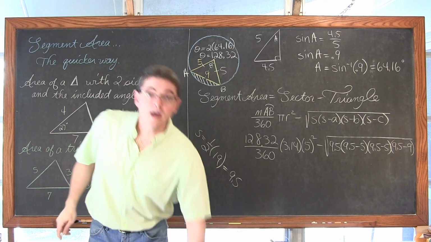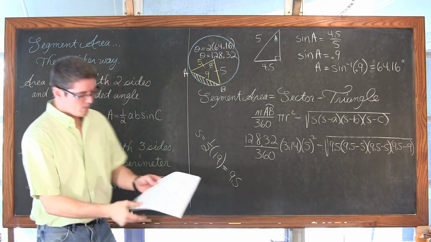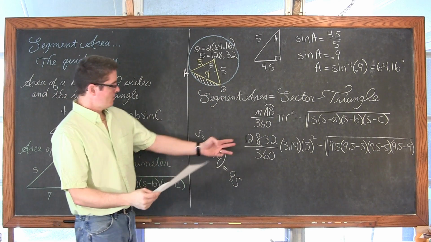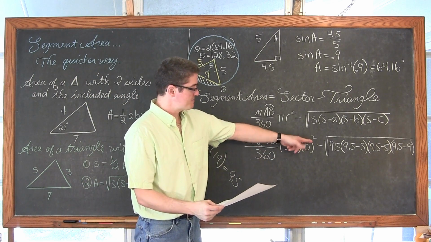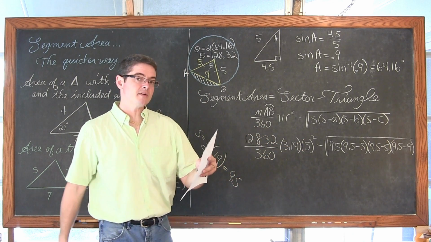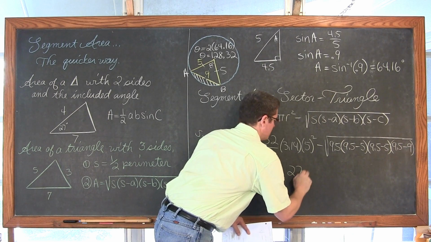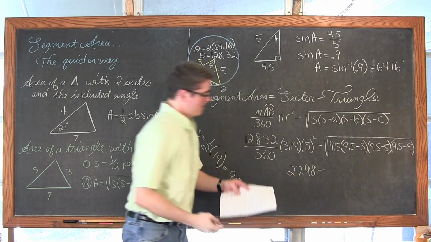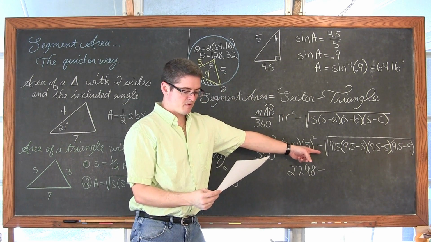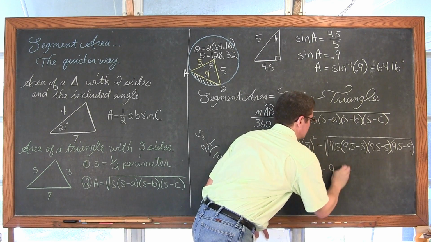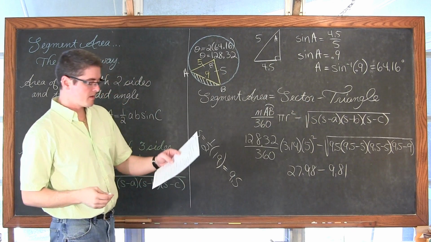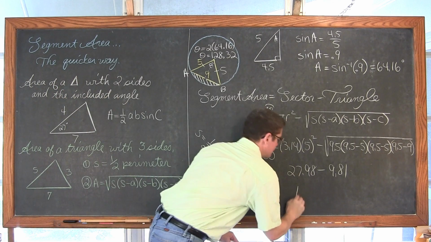When you get all that in your calculator correctly, we get 128.32 over 360 times pi times basically 25. That comes out to be 27.98. The triangle area comes out to be, if you type it in correctly, 9.81. And our sector area comes out to be 18.7 square units.